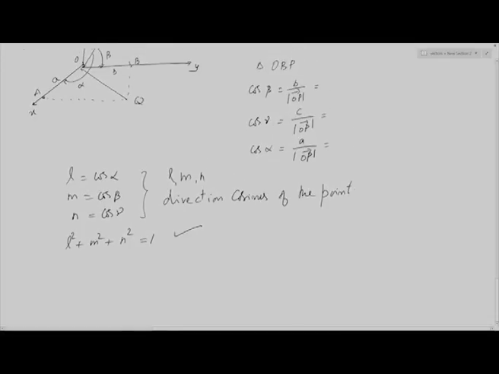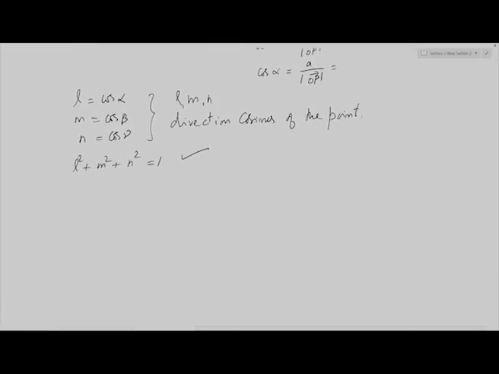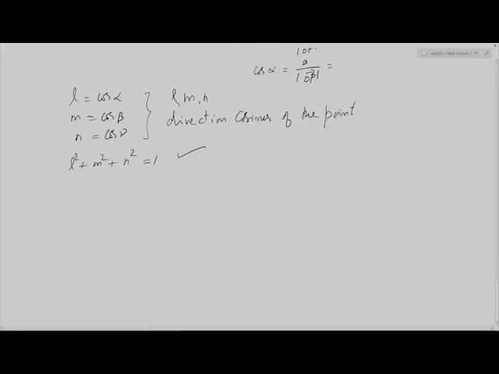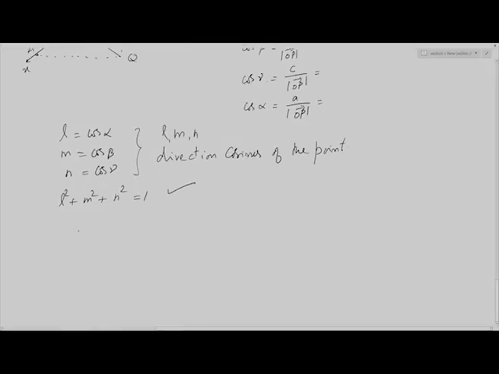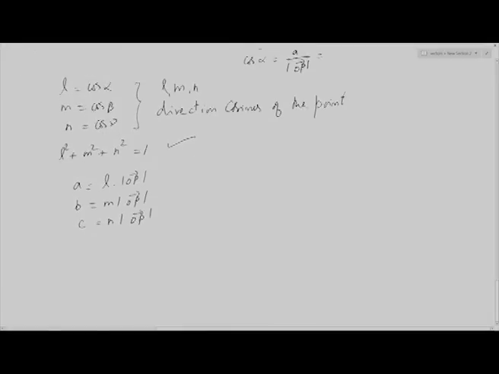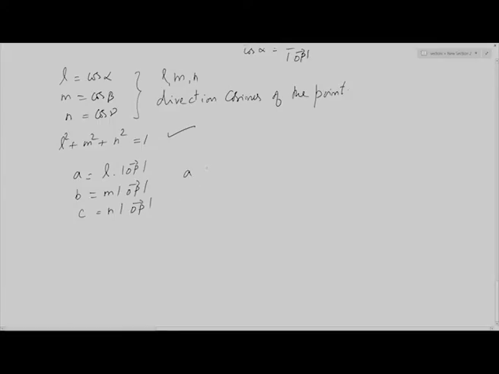And remember, from the equations, a is equal to l into mod OP, and b is equal to m into mod OP, and c is equal to n into mod OP. These a, b, c, the components of the vector, are called direction ratios.